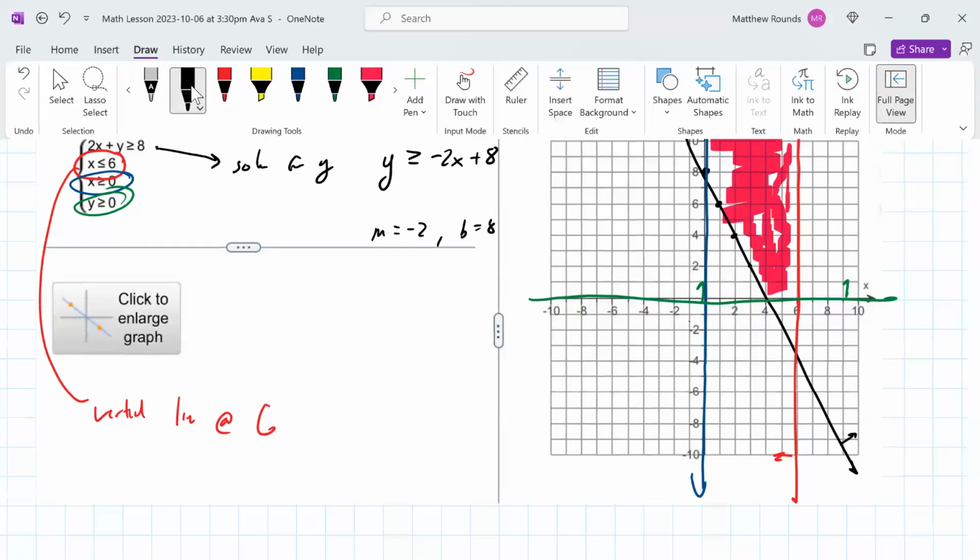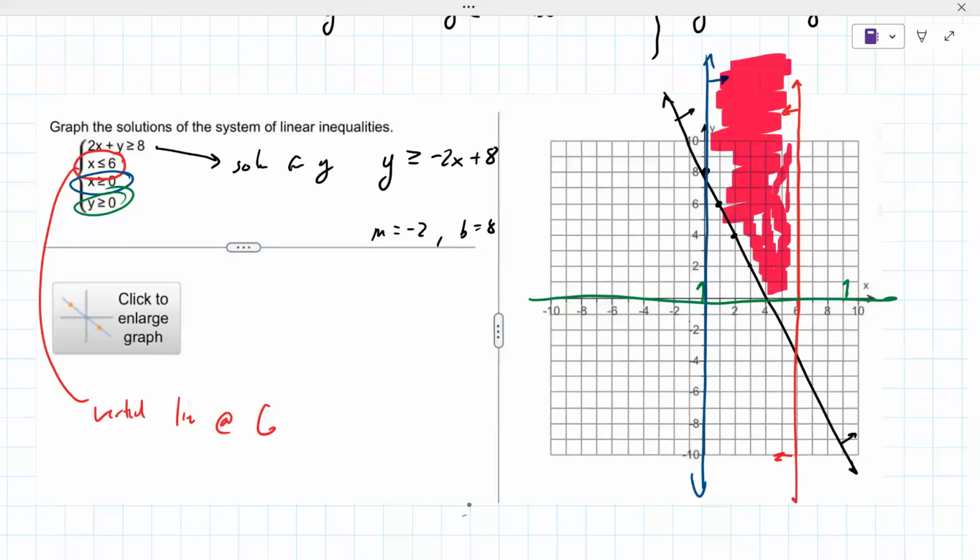All right. I got it. The other ones are very similar. You should be able to tackle those on your own. So we're out of time here for today. I hope this helped.